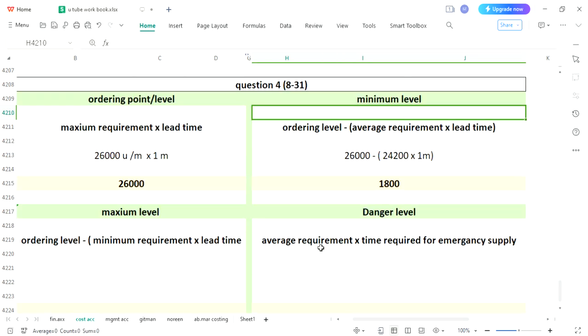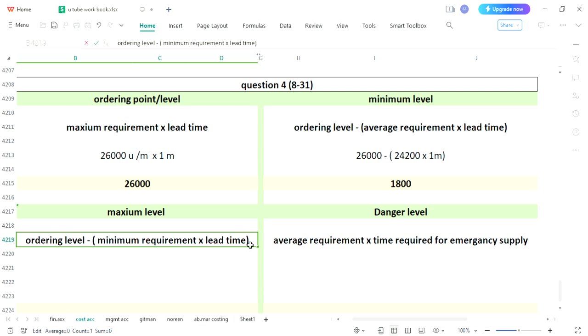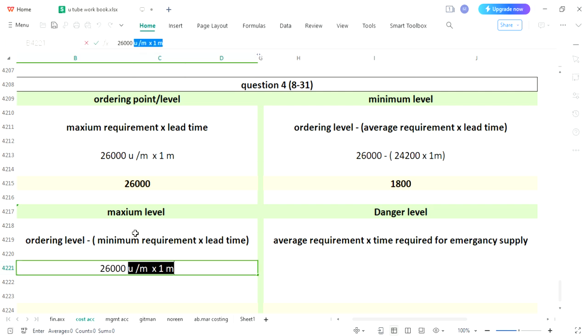For maximum we have already written our formula, and what you will do is simply put the amounts present over here. While lead time closing bracket is not coming over here, let's write it down. The first thing we would write is ordering level, and ordering level has already been calculated, which is 26,000. Now please follow the formula. We need to put minus, then open bracket, minimum requirement.